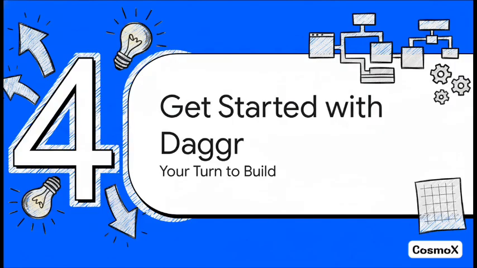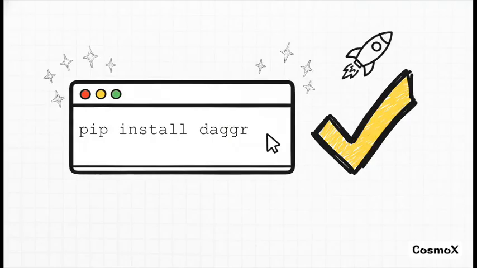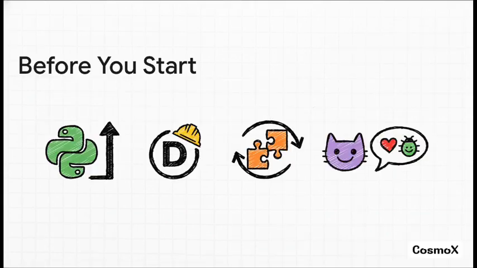So are you feeling inspired to try it out for yourself? Well, getting started with Daggr is ridiculously simple, so let's just quickly walk through how you can get your hands on it. Installation is literally just one line in your terminal. Pip install Daggr. That's it. You're ready to go.